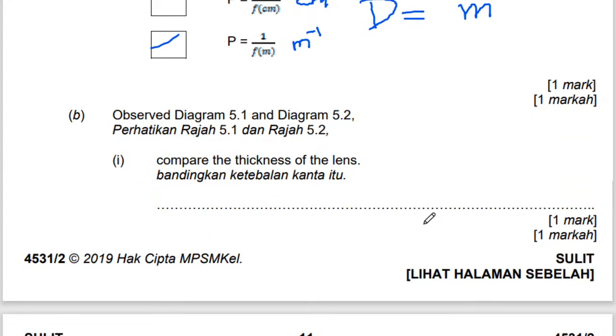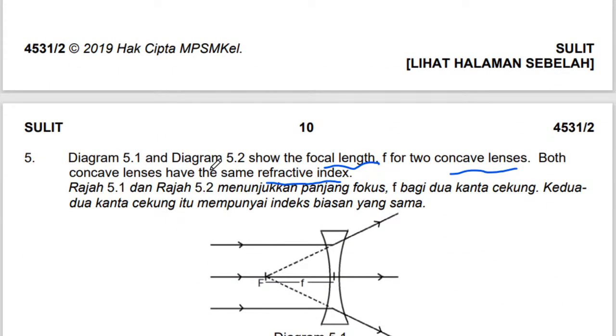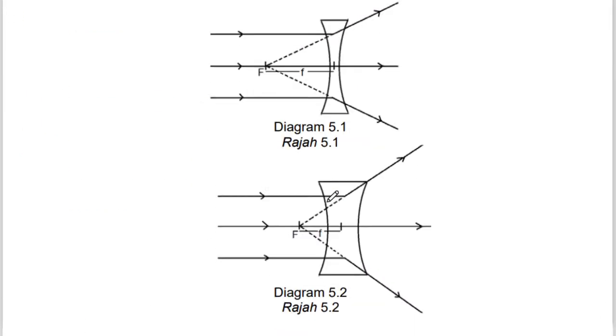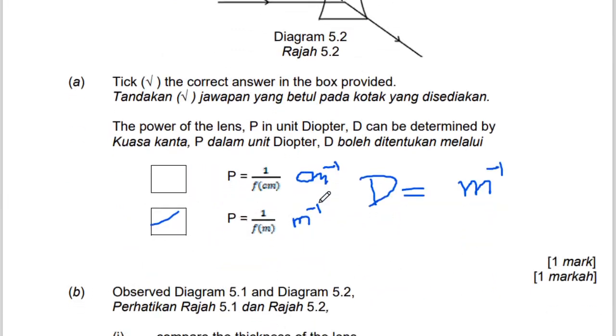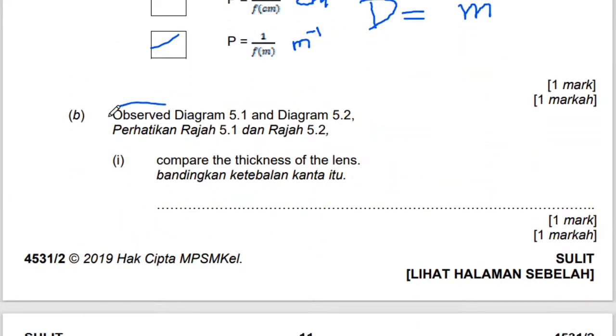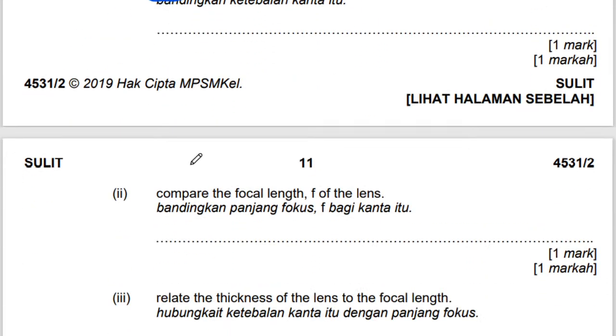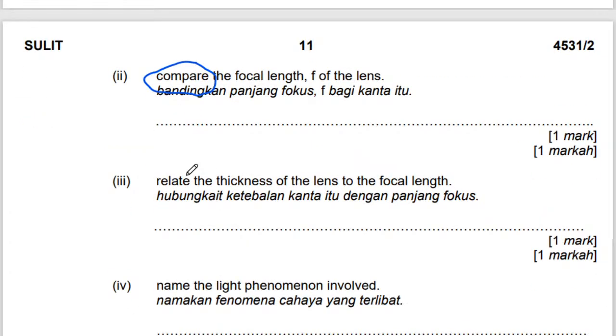Okay, observe diagram 5.1, 5.2. So this is a common pattern for the question. For question number 5, they normally give you 2 diagrams. And then from those 2 diagrams, they normally will ask you to observe. After you observe, they will ask you to compare. When you observe and you compare, after they ask you to compare, then they will ask you to relate.